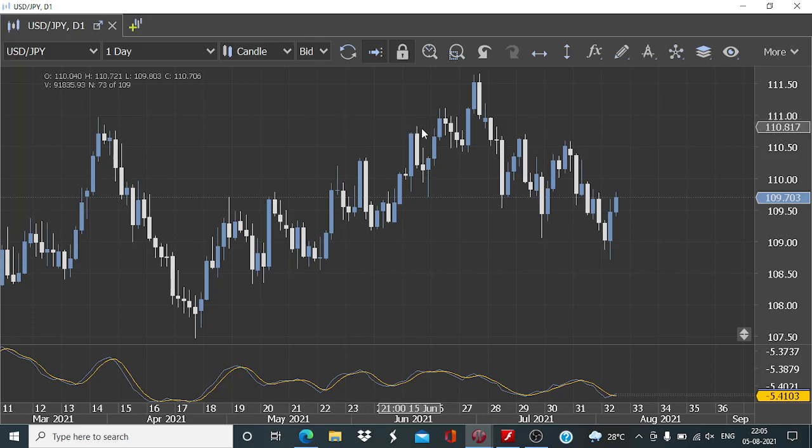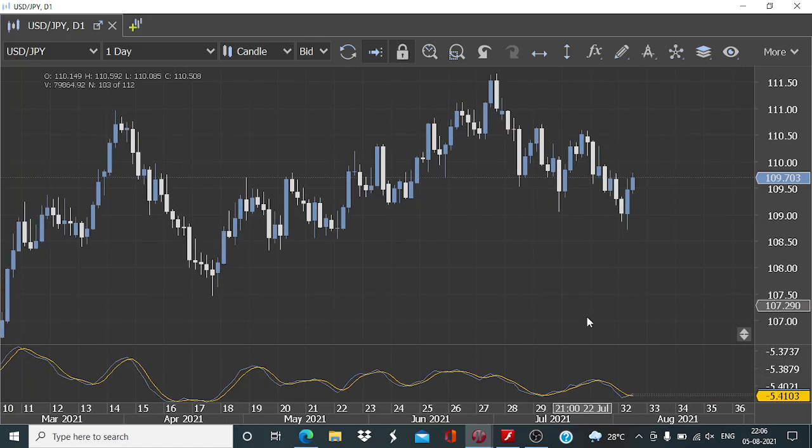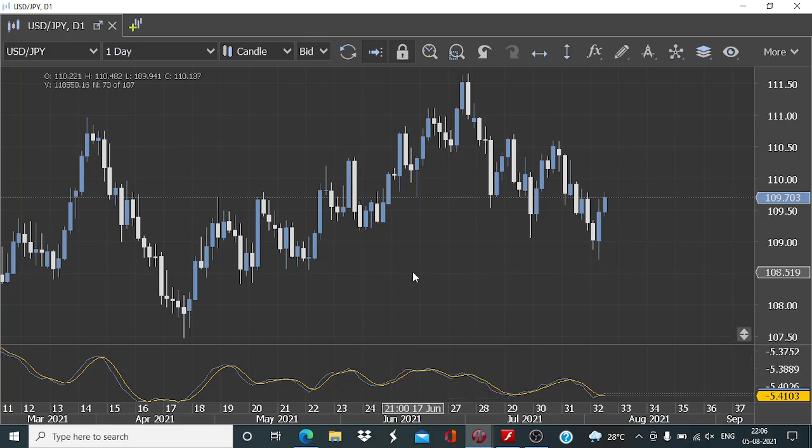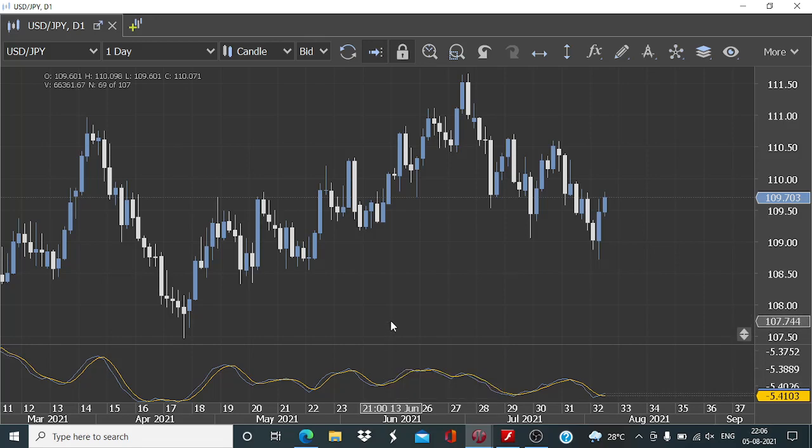There is the USD JPY daily time frame chart on which I have plotted the CoG with the default configuration of 10, 3 and SMA. 10 is for calculating the center of gravity line, and 3 is for calculating the SMA line. As you can observe from the chart, whenever we have a crossover on the bullish side, that is the SMA, the signal line, is above the center of gravity line, it is indicative of bullishness.